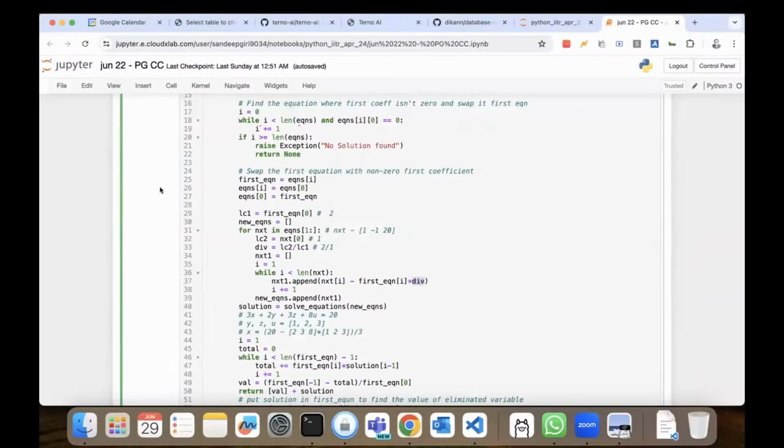Sandeep, just one question. Why are we doing a division, LC2 divided by LC1? When the coefficients of both equations are the same, how are we checking whether the coefficients are the same or not? We are not checking. It'll be like 2 by 2, so div will be 1.